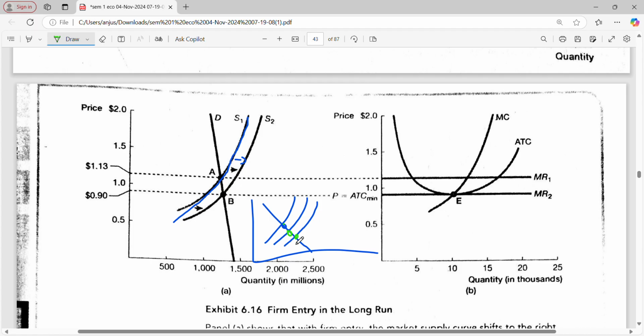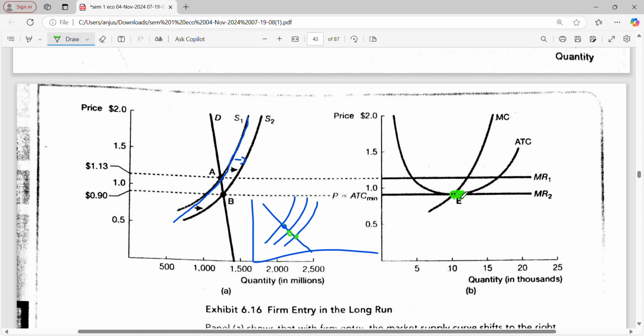The market supply curve is the summation of individual firms' supply curves. Adding new firms causes the industry to provide a higher quantity at any given price. An entry shifts the market supply curve to the right, and this shift will cause the market price to fall. Next, market price in a perfectly competitive industry is determined by the intersection of market demand and market supply. A right shift of the market supply from S1 to S2 lowers the market price from $1.13 to $0.90. In this graph you can see E.